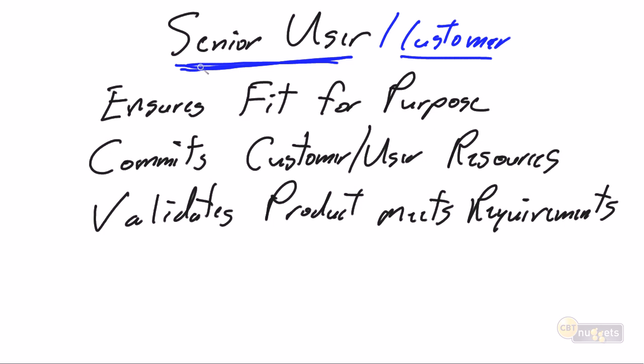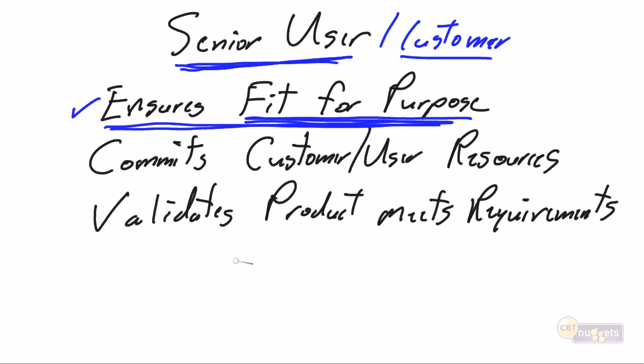But they all have unique roles that they need to fill, and our senior user ensures that the results of the project are fit for the purpose for which the project was taken on, that it is appropriate to be used in the organization. And that would be their main role in the project, as they are, I'm going to say, the ultimate acceptor of the solution, that it is fit for the purpose for which it was undertaken. They are also the individual who's going to commit the customer user resources.